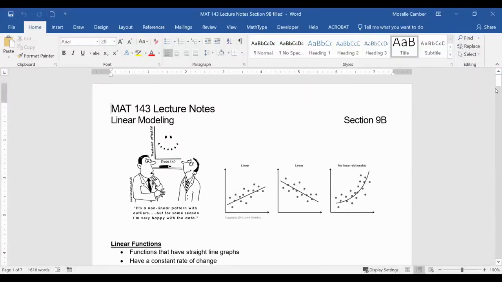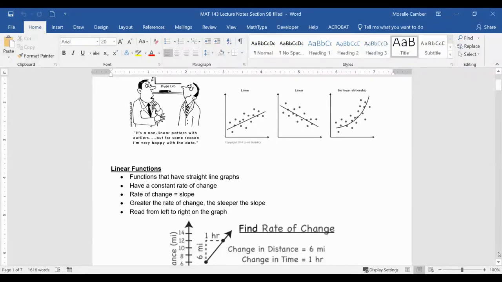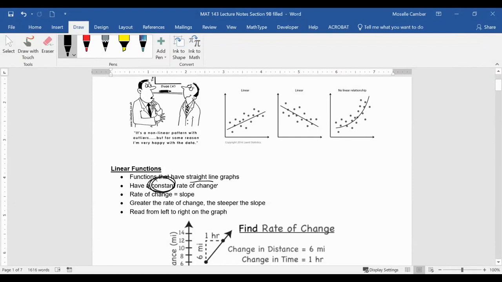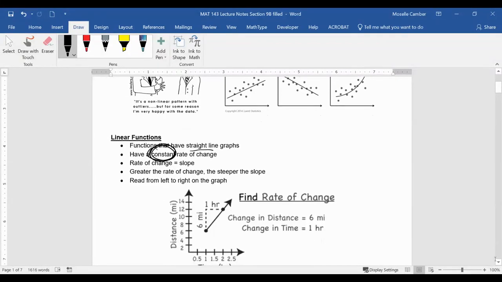Okay, 9b, we're focusing on linear modeling. So linear, of course, comes from the word line. So let's talk about, or remind ourselves what a linear function is. A linear function is a straight line with a constant rate of change. That is the main thing you're looking for to determine if it is linear, right? You have a constant rate.